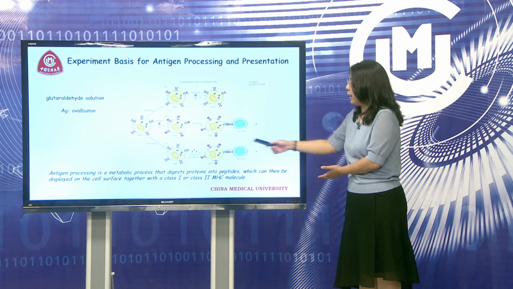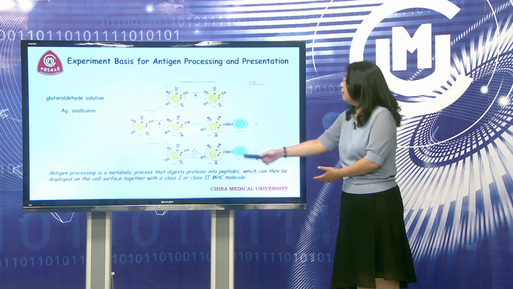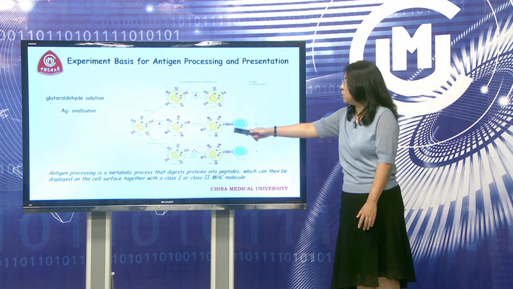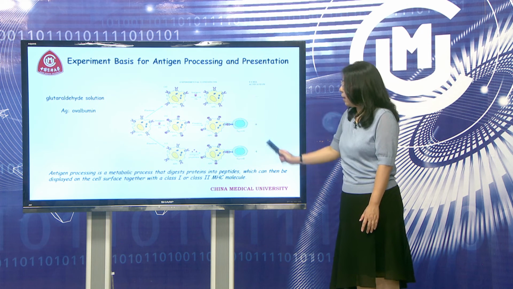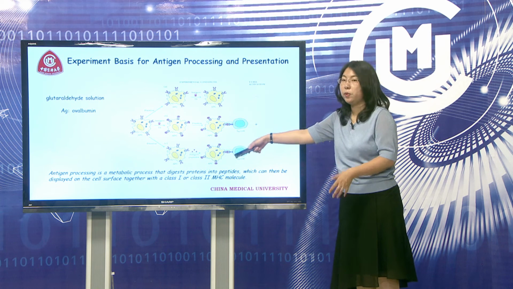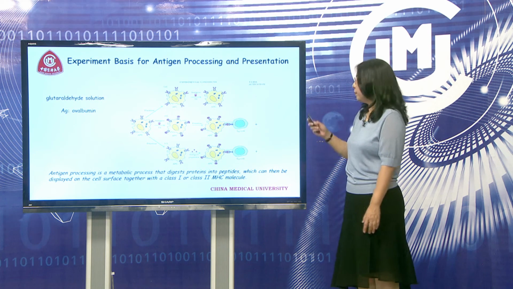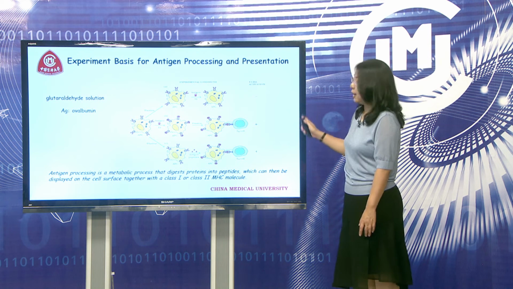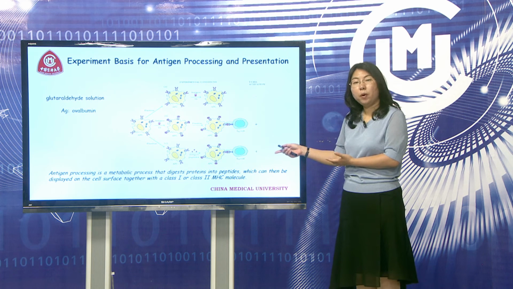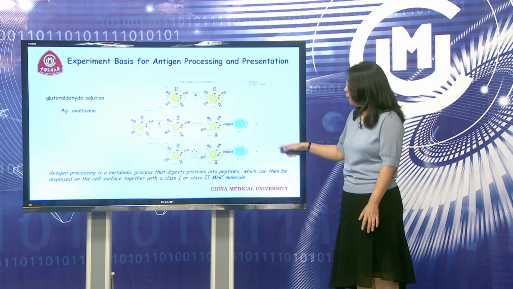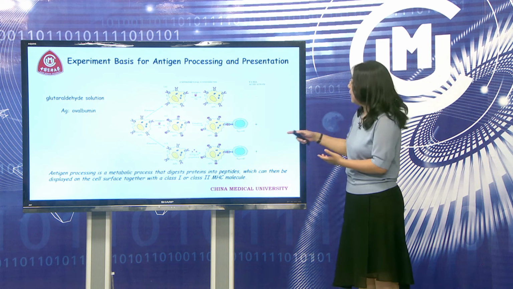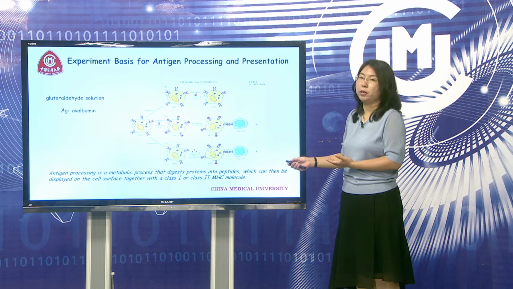Then the T cell can recognize this peptide, but the T cell cannot recognize the complete antigen. Also, the T cell must recognize an antigen that has been processed and presented on the cell surface. So this experiment shows us that antigen processing is a metabolic process. The antigen is digested into small peptides, then presented on class 1 molecules or class 2 molecules.